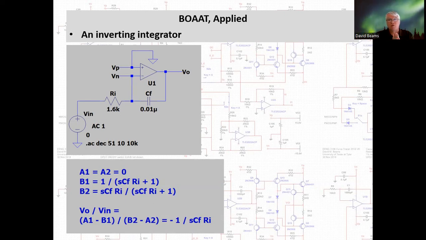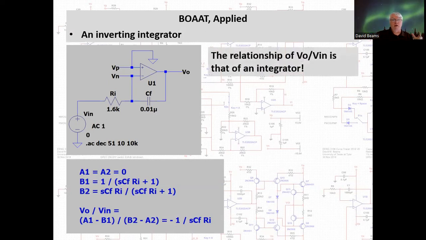If you know the phasor transform, you can substitute J omega from the phasor transform for S from the Laplace transform, and the results of this transfer function can be expressed in the phasor domain. So in the phasor domain, the transfer relationship is minus 1 over J omega C sub F R sub I. The relationship here is that of an integrator.